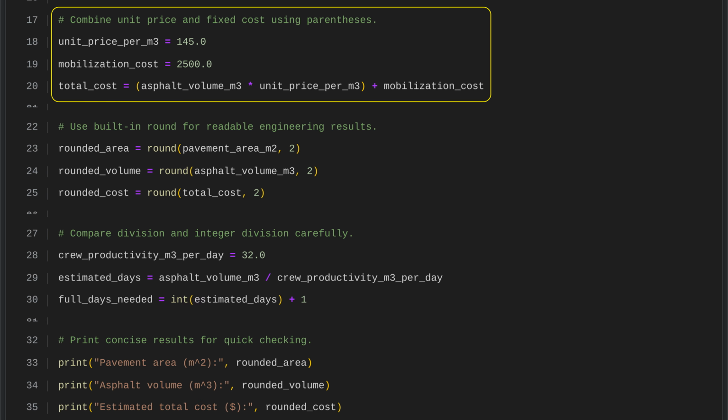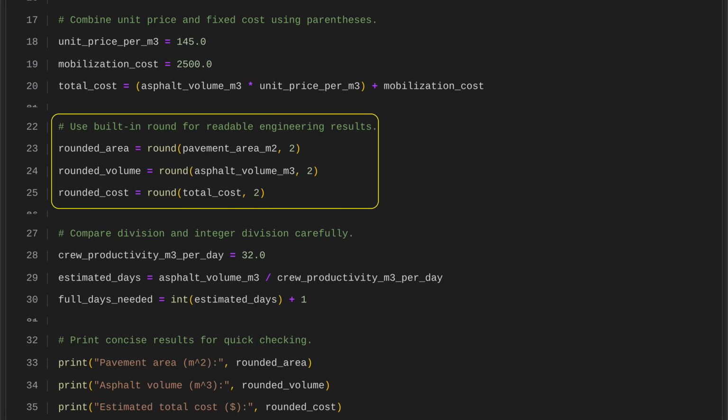The total asphalt cost combines a variable material cost with a fixed mobilization cost. Multiply the asphalt volume by $145 per cubic meter, then add $2,500 for mobilization. The built-in round function is used to make engineering results easier to read. It rounds the pavement area, asphalt volume, and total cost to 2 decimal places, giving clear and professional measurements. This keeps the results precise enough for engineering use while making them simple to interpret.